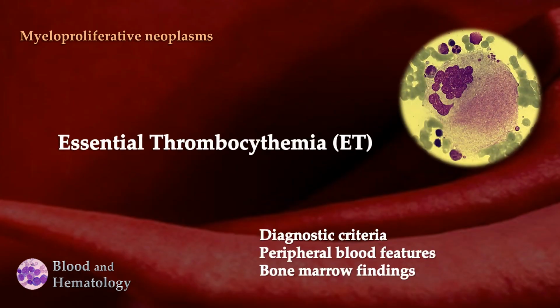Diagnostic criteria and blood and bone marrow morphology of essential thrombocythemia are discussed in this video.